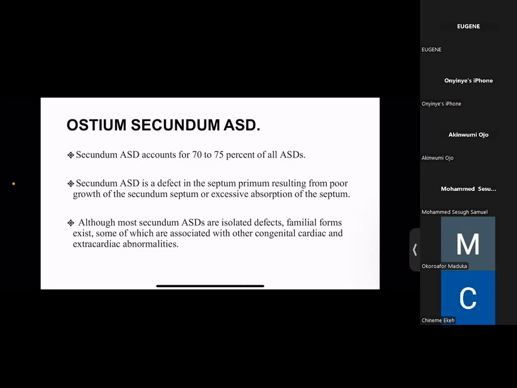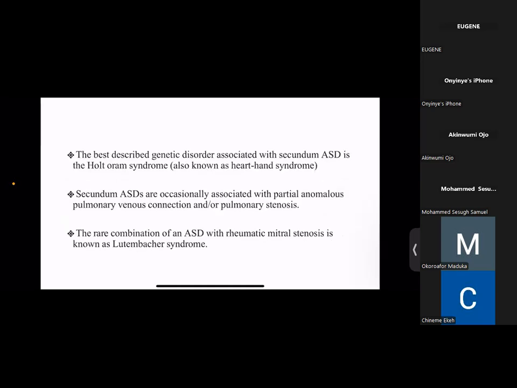Although most secundum ASDs are isolated defects, it's important to note that familial forms exist, and it can also be associated with other congenital heart abnormalities. When a secundum ASD is associated with a genetic disorder known as Holt-Oram syndrome, the heart-hand syndrome, it is a congenital defect where a child is born without the radial bone in the forearm and also has a secundum ASD.